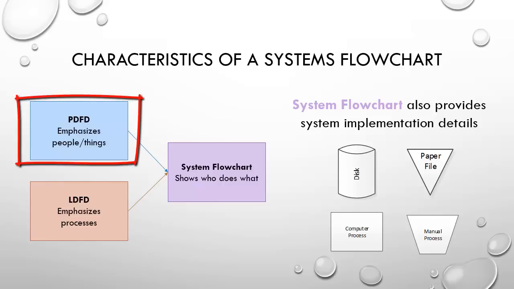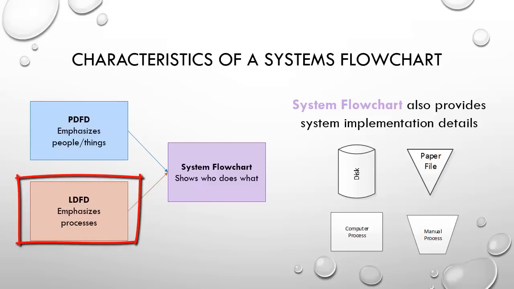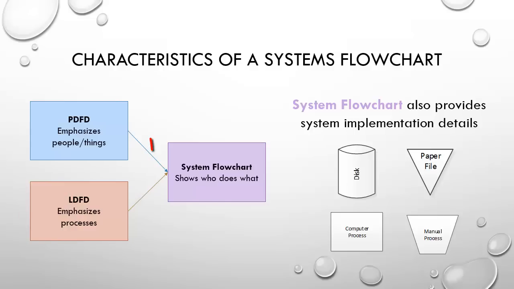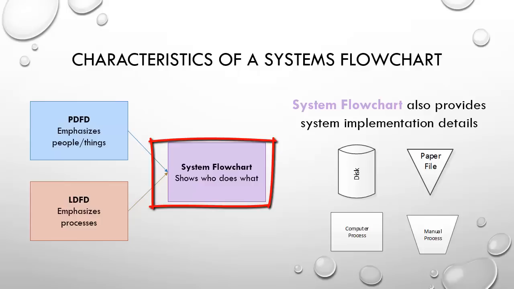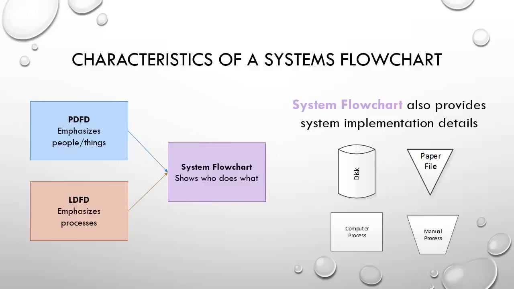A physical data flow diagram captures the flow of information between entities, people or things, but does not tell us what those entities do. While a logical data flow diagram captures the flow of information between activities, but does not necessarily tell us who or what does them. A flowchart brings them together, showing us who does what. It does this from an entire system view, highlighting how the parts of the system interact to complete the process.